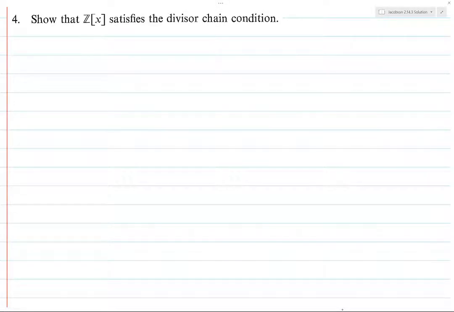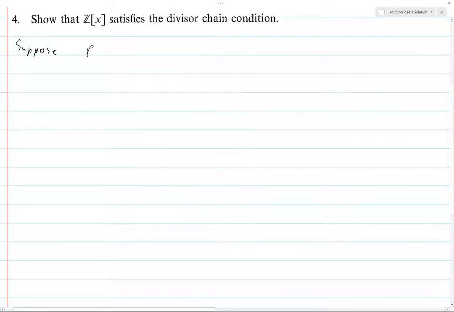Alright, we want to show that polynomials in Z adjoin an indeterminate satisfy the divisor chain condition. I understand there's a process behind this, but I'm not sure I explain it super clearly, so I'm going to explain how it works. This might not be the most crystal clear or the most beautiful proof in the world, but it should get the point across.